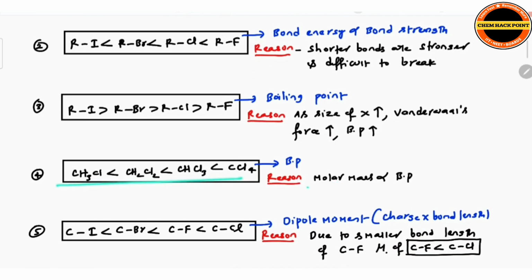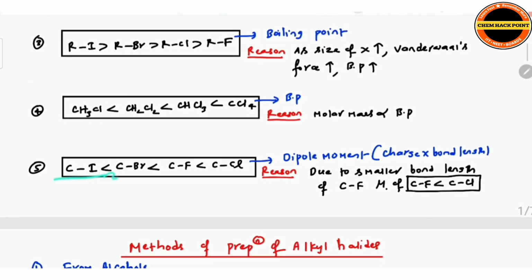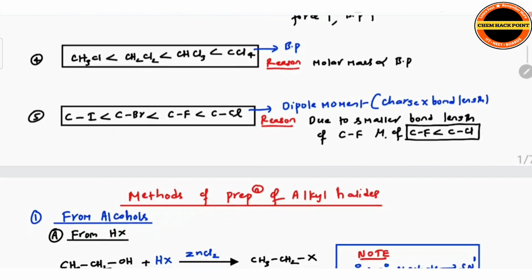Boiling point sequence: as molar mass increases, boiling point increases, when the same compounds have different numbers of halogen atoms, like chlorine 2, 3, 4. Then you can use molar mass directly proportional to boiling point. For different alkyl halides, you can use: size of halogen increases, van der Waals force increases, boiling point increases. For CI, CBr, CF, CCl, dipole moment value, CCl is highest. Reason why fluorine is less than chlorine: due to the smaller bond length of CF, the dipole moment of CF is less than CCl, because dipole moment is charge times bond length. Bond length is very small, so it is in second place after CCl.